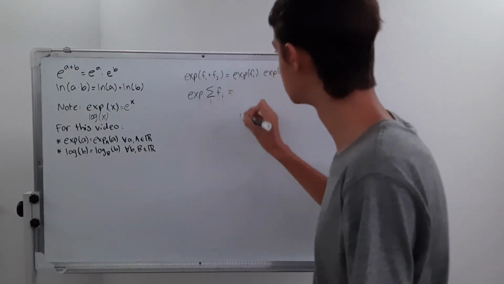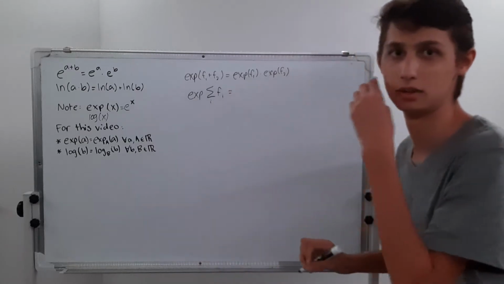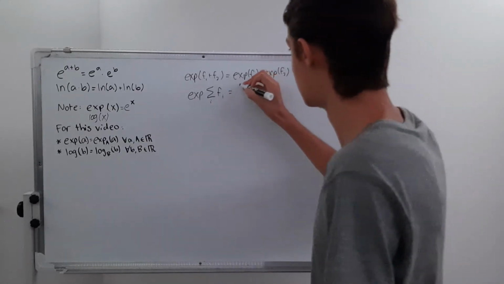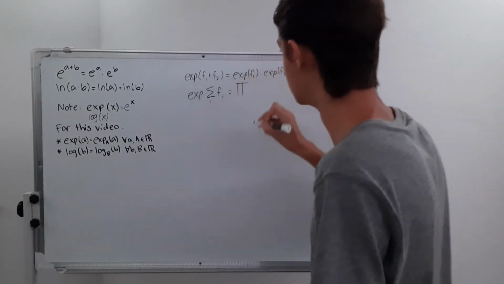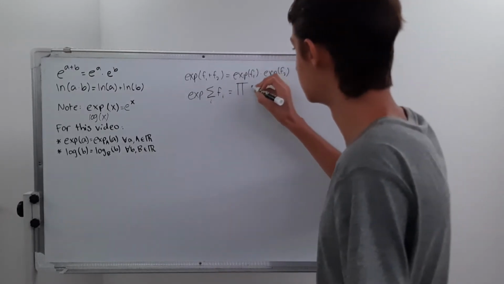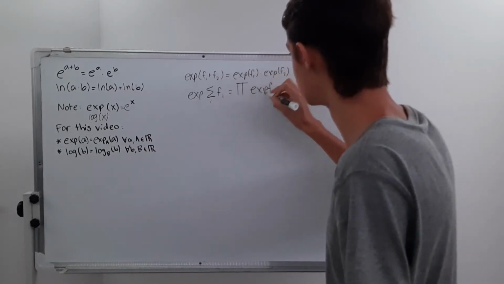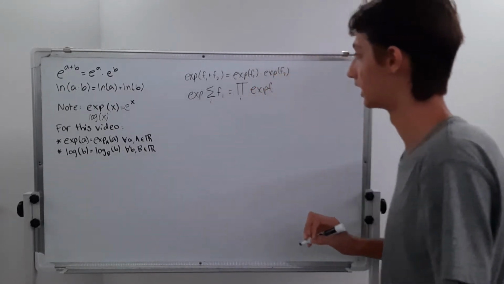This is actually equal to the product. And I've made many videos including the pi product. Basically the way it works is it's the same thing as a sum, but for multiplication. It's the multiplication of all our exponentials of the f sub i's, again with index i.